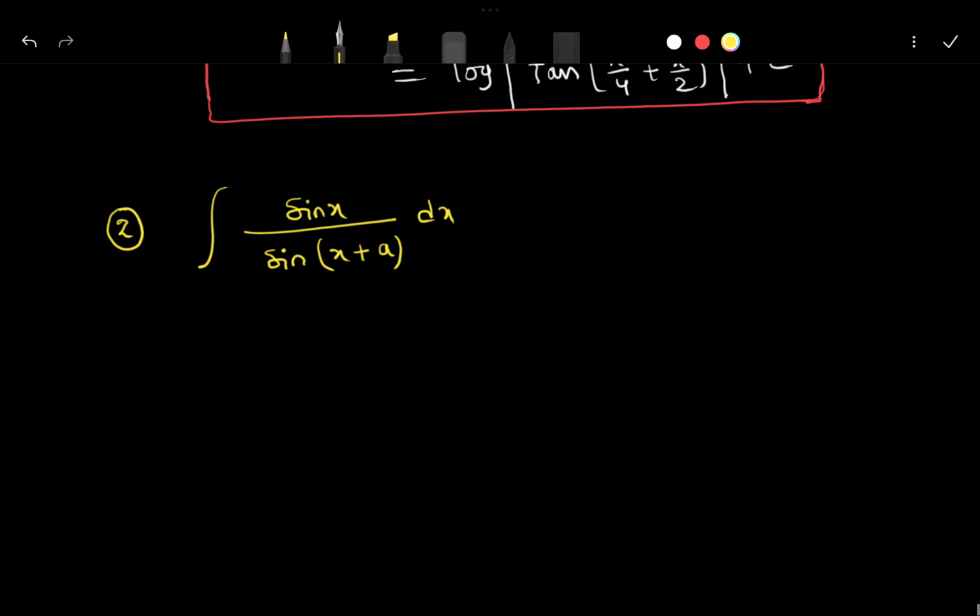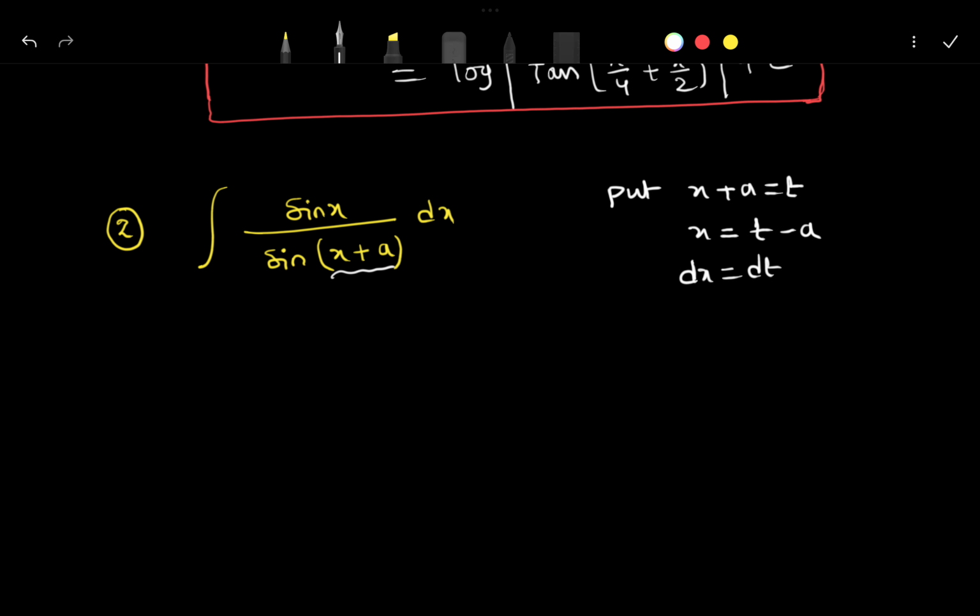So how to do this model problem? See, here there is x plus a. First you simplify x plus a. You take it as one variable. Put x plus a equal to t. From this you can write x equals t minus a. What is the derivative of this with respect to x? Here you can write dx equals dt.